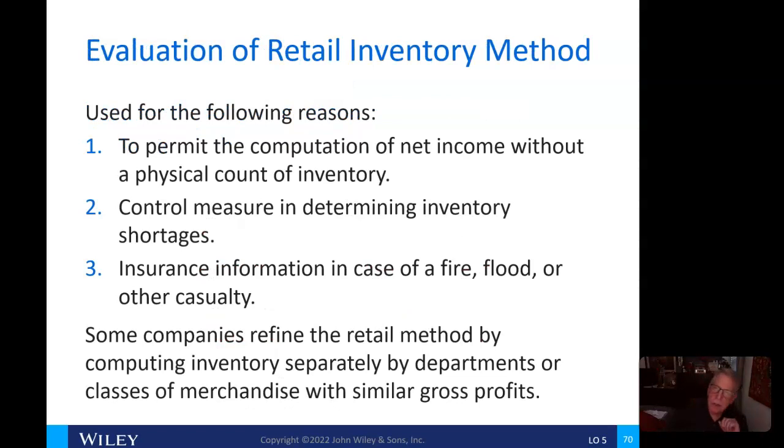So if we look at this and evaluate the retail inventory method, why would we use it? We would use it for the following reasons. One, to permit the computation of net income without a physical inventory. Number two, a control measure in determining inventory shortages. And number three, insurance information in case of fire, flood, or other casualties. Some companies refine the retail method by computing inventory separately by departments or classes of merchandise with similar gross profits.